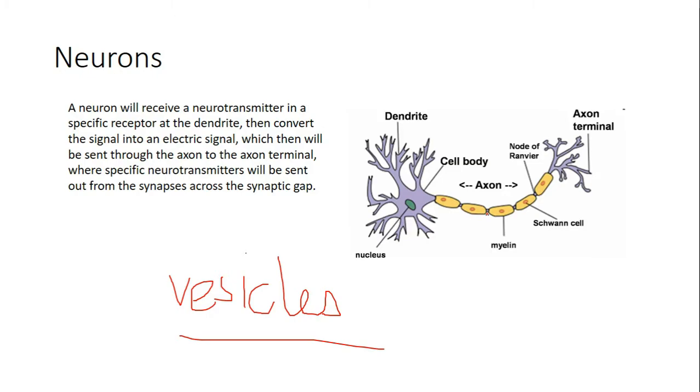As well, what you should notice is that once it's been received at the dendrite, a neurotransmitter always undergoes what's called reuptake. It's basically recycled. That's the best way to explain it. It's just recycled so that the brain can use it again.